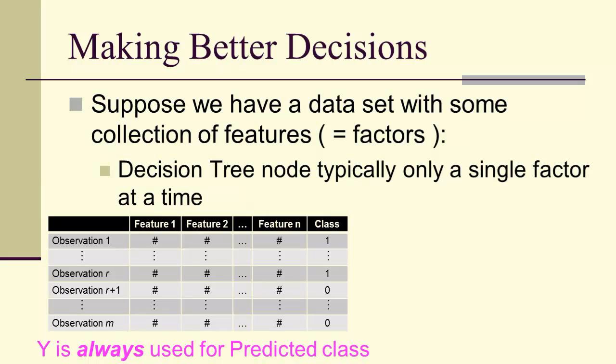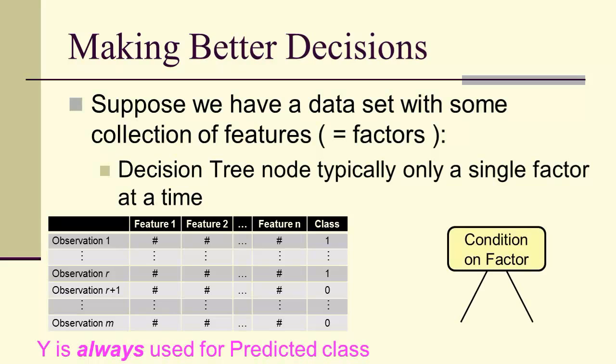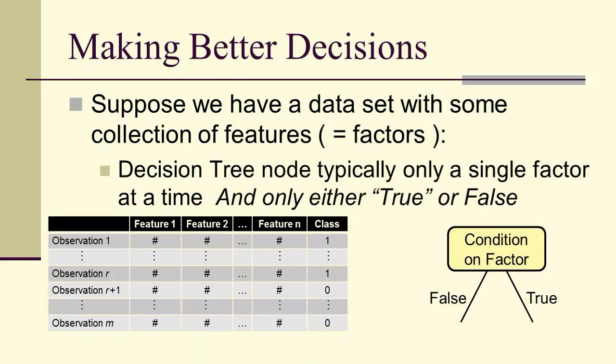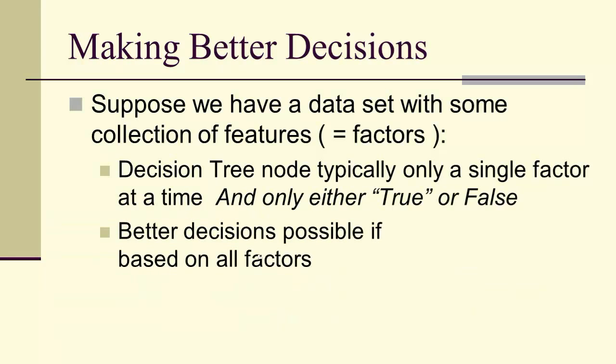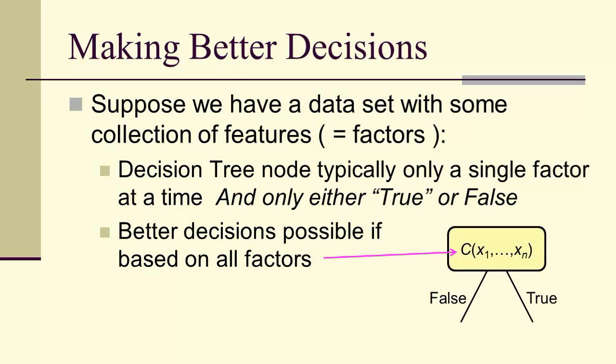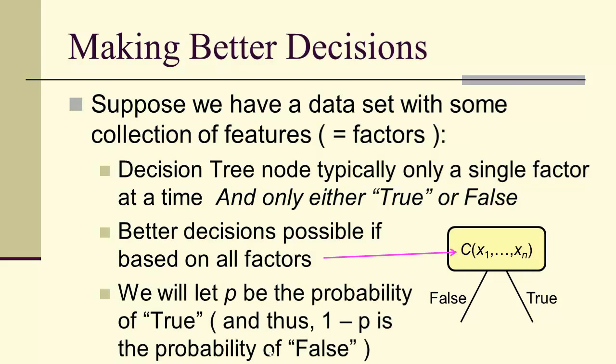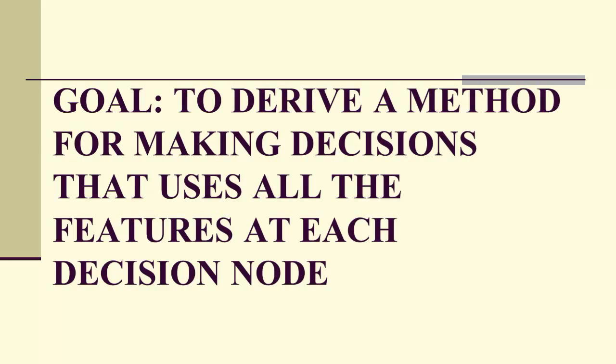So given this data, a decision tree node typically only uses a single factor at a time, and some condition on a factor that's either true or false. Better decisions are possible if we could base them on all the factors, however. So as a function of x1 to xn. We're going to let p be the probability of true, and thus 1 minus p is the probability of false. Our goal is to derive a method for making decisions that uses all the features at each decision node.